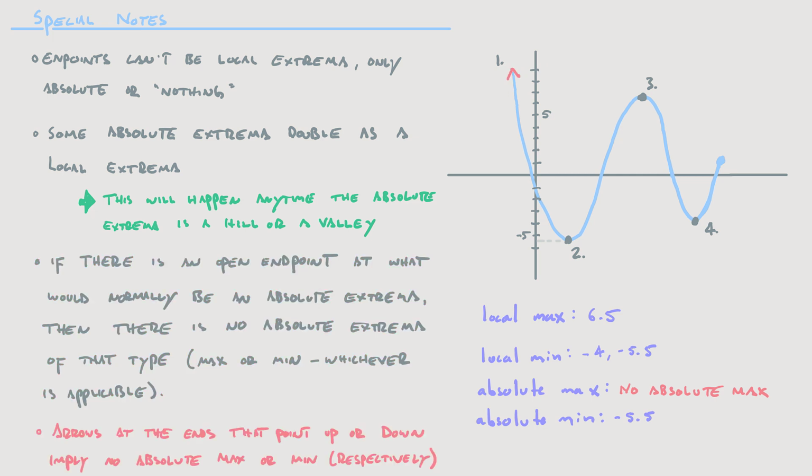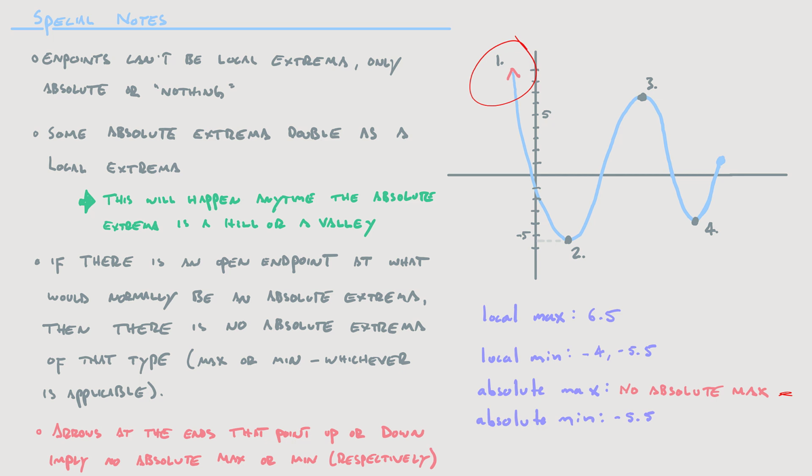And then the last one I put on here is that arrows at the ends that point up or down imply that there's no absolute max or min, respectively. So if I do this, notice this did not change. There's still no absolute maximum in this case because it's unbounded, right? It goes to infinity. And with infinity, you could always say a bigger number to someone giving an explanation for what the highest point could be. So it's a very similar argument for why we would say there's no absolute maximum.